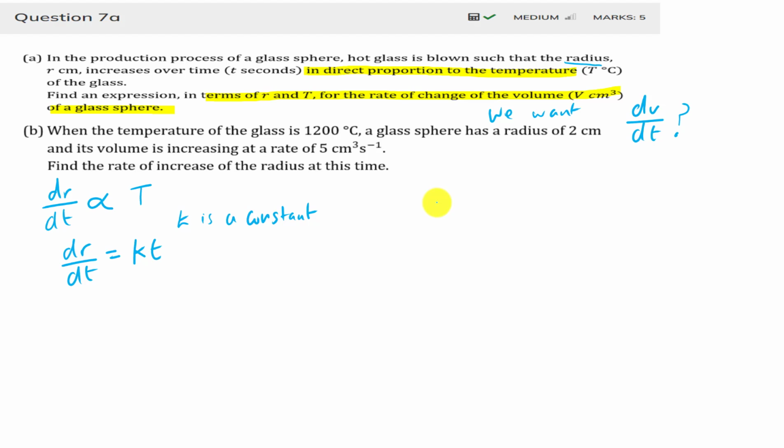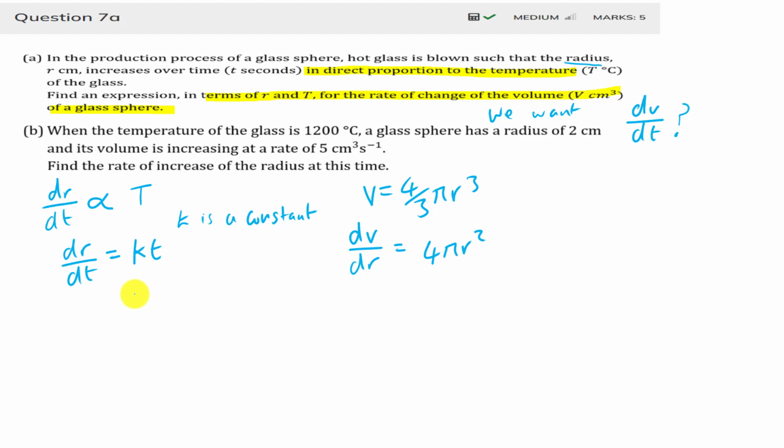So we've got to find V, which, hopefully you remember, the volume of a sphere is 4/3 pi r cubed. So we're going to get dV/dR, which when we multiply these two is going to give us dV/dt. Multiply it out by 3, so that's 4 pi r squared.